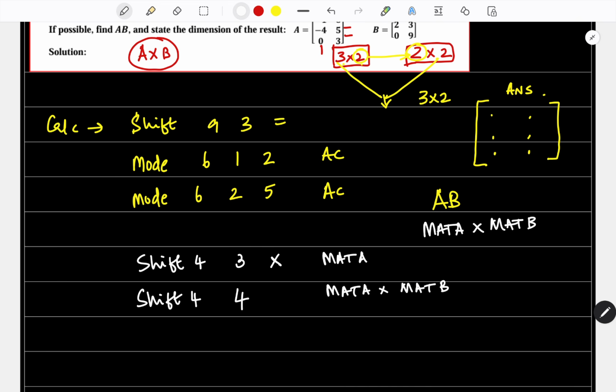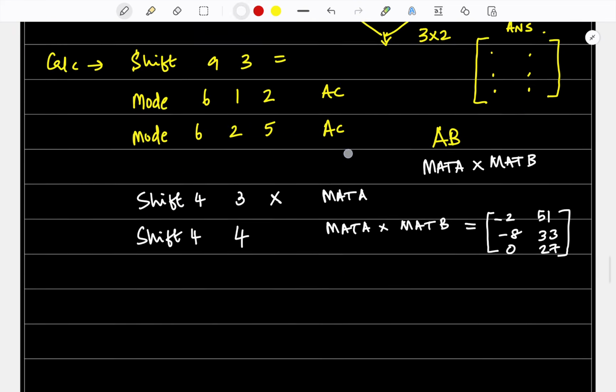Then press equal. If you press equal, your answer will be -2, 51, -8, 33, then 0 and 27. This is your answer. Keep it. Again, I'm telling you, this is only for checking, but now you have to start the manual process.